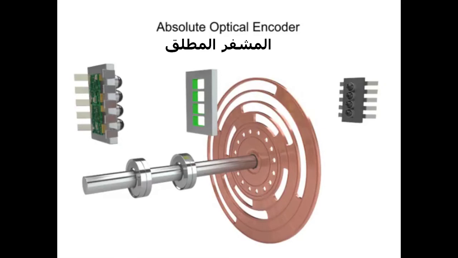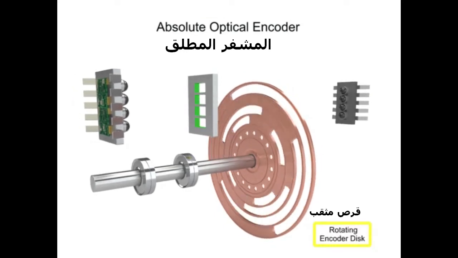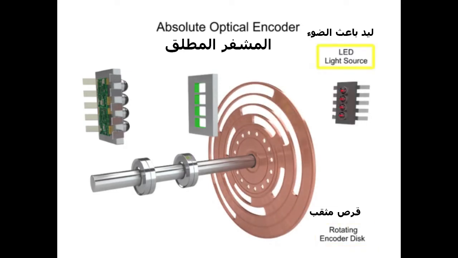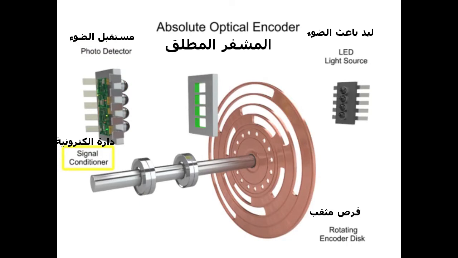An encoder is a device that converts linear or rotary movement into digital or pulse signals. The most common type of feedback device is the absolute optical encoder. An absolute encoder consists of four major components: a rotating encoder disc, a light source such as an LED, a photodetector as the light sensor, and a signal conditioner that converts the signals into a square waveform.